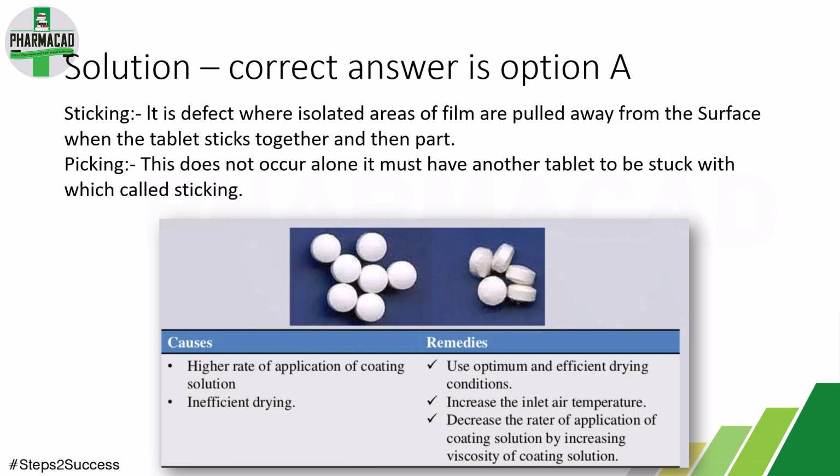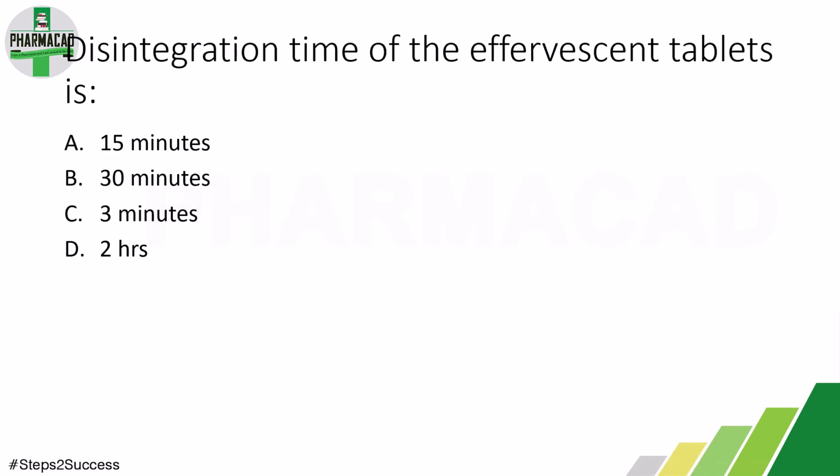So the remedies for sticking and picking: use optimal and efficient drying conditions. A proper drying condition is needed so that this defect will be prevented, and increase the inlet air temperature. As we all know, at higher temperature there will be better drying, so we can increase the inlet air temperature to prevent sticking and picking. Decrease the rate of application of a coating solution by increasing the viscosity of the coating solution. So the rate of application of coating can be reduced by increasing the viscosity of the coating solution. So that is the remedies and cause of sticking and picking. Let's move to the next question.